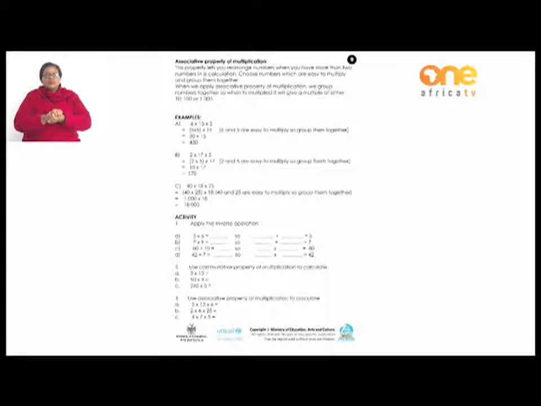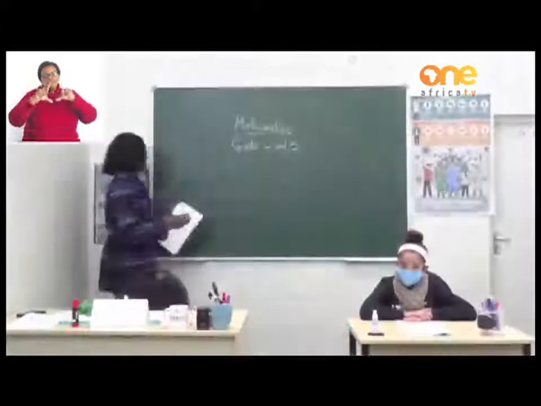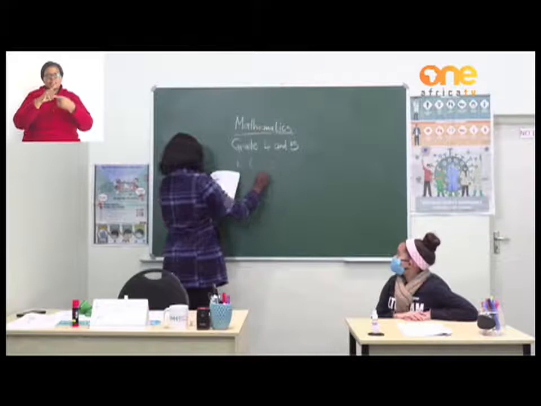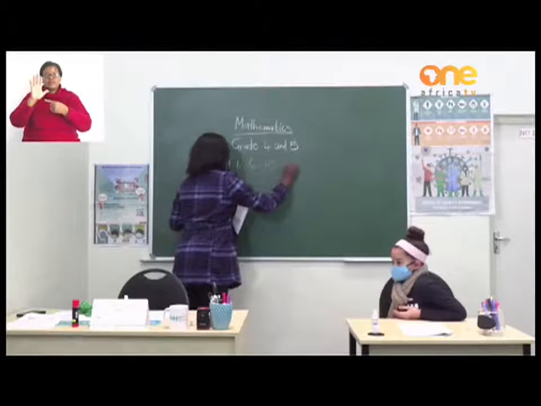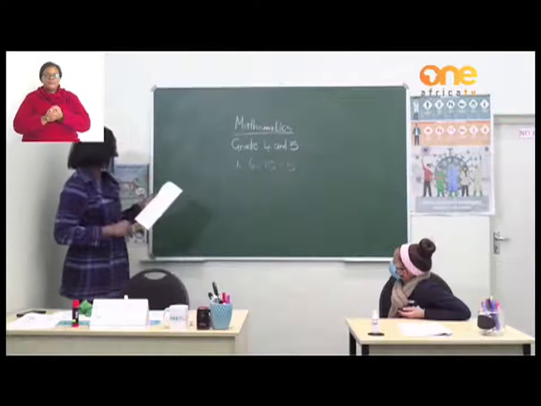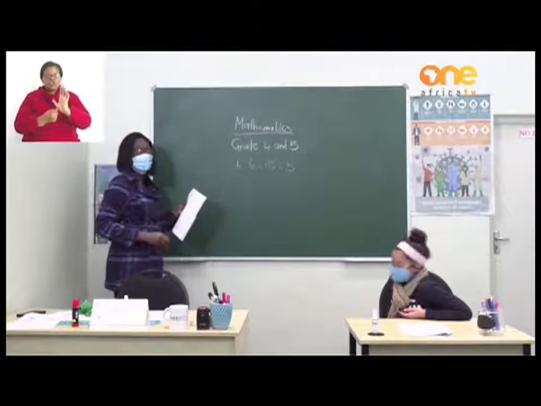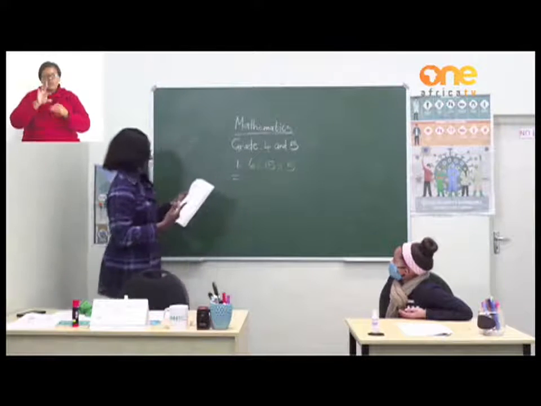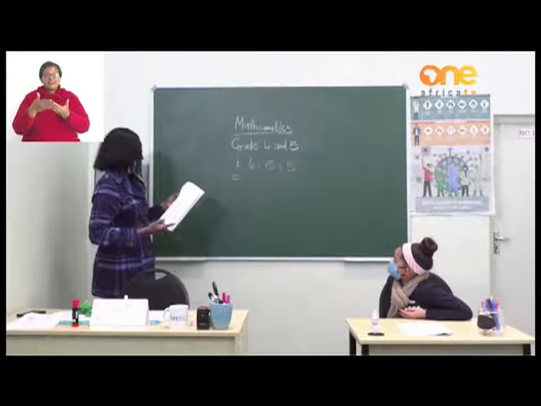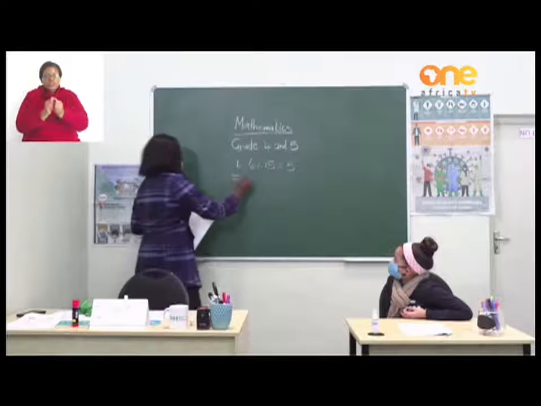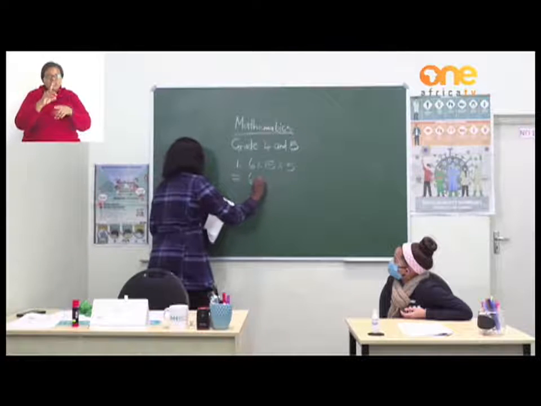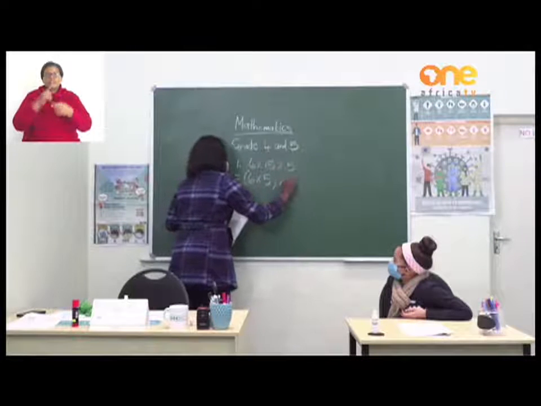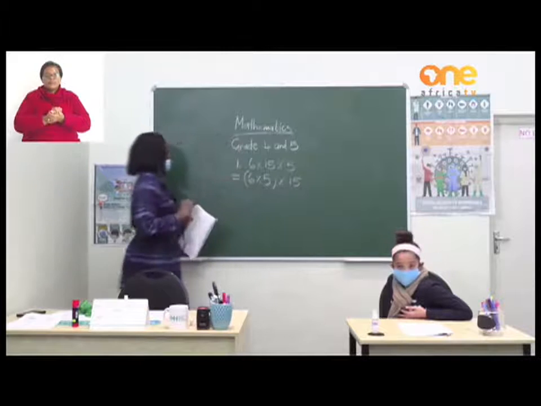Boys and girls, let's get on board with the first example. For example, we have 6 times 15 times 5. Good. We have to apply the associative property of multiplication. So remember to choose the two numbers that are easy to multiply and group them together. In this case, we take 6 times 5. Group them together, times 15. Remember the 15.